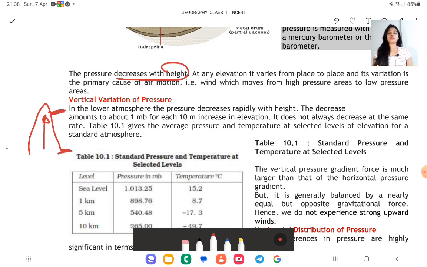And this happens in the lower atmosphere. What is the lower atmosphere? The lower atmosphere is your 1 to 3 kilometers in the atmosphere range, like from sea level. If you take 1 to 3 kilometers, 4 kilometers, that is your lower atmosphere. In the lower atmosphere, we see that as your height increases, the pressure decreases with the elevation. Vertical variation of pressure: in the lower atmosphere, the pressure decreases rapidly with height. That's what we discussed. So that's obvious.